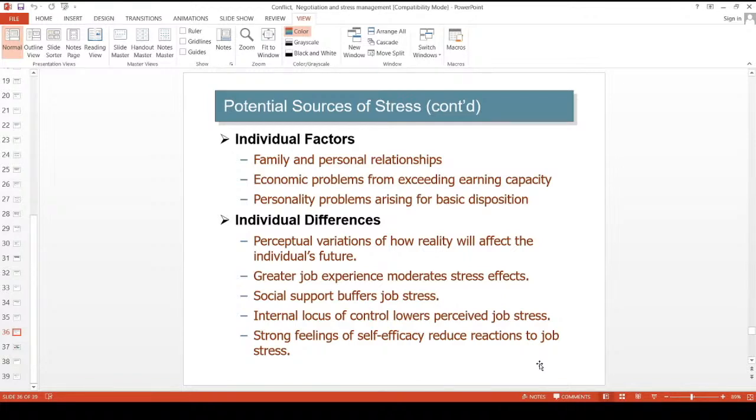Then individual differences, perceptual variations of how reality will affect the individual's future. These differences between different individuals can also be a source of stress.